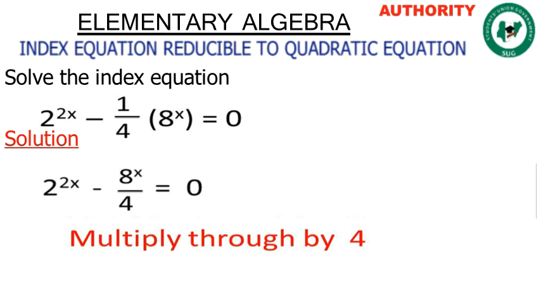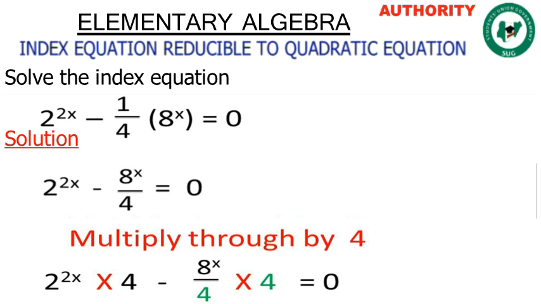Let everything be linear, so we're going to multiply through by 4. We're going to multiply everything by 4 so that everything will be in one line, linear. So we have 2^(2x) times 4 minus 8^x all over 4 times 4 is equal to 0. When you say 0 times 4, it will still give you 0. Now let's leave it like that.